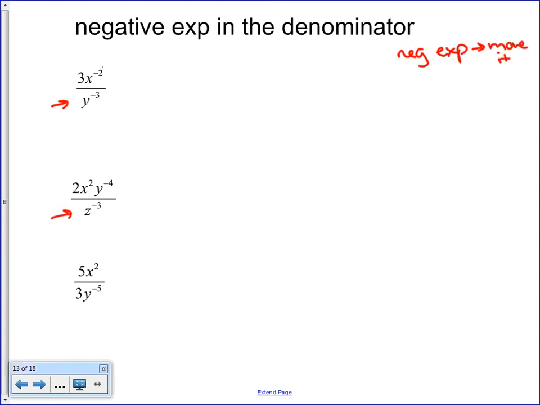So looking at the first example, identify what has a negative exponent. Well, the x does, and the y to the negative third does. So we have to move both of those. If it's on top, we move it to the bottom. If it's on the bottom, we move it to the top.